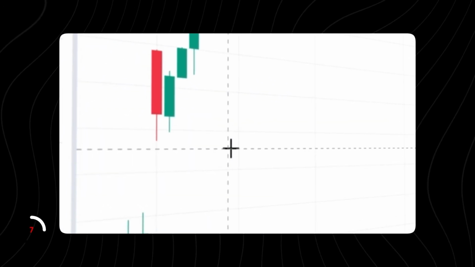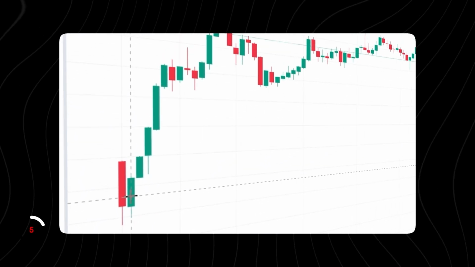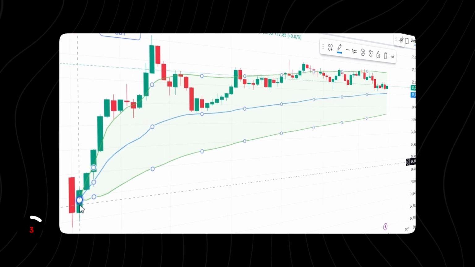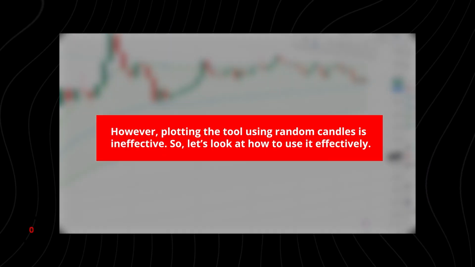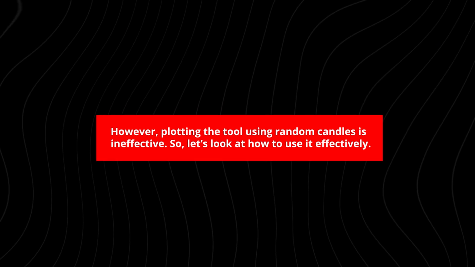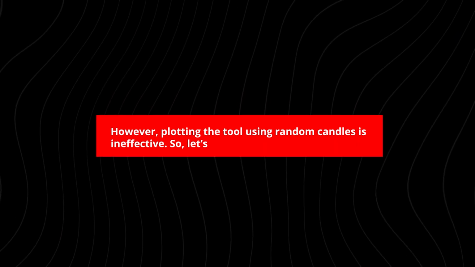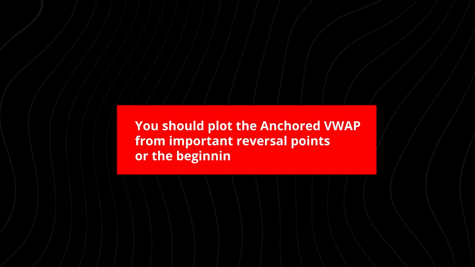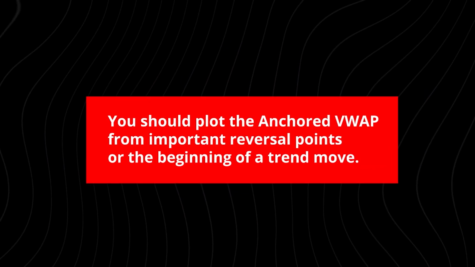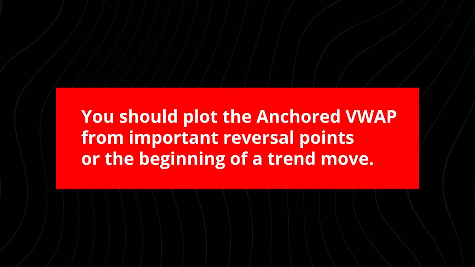Once selected, click on any candle to have the tool map itself from that price. However, plotting the tool using random candles is ineffective. So let's look at how to use it effectively. 3. How to use the Anchored VWAP. Ideally, you should plot the Anchored VWAP from important reversal points or the beginning of a trend move.